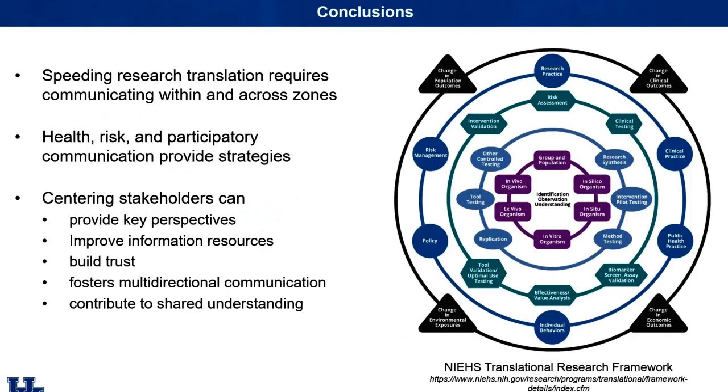So again, you've seen this, but I want to sum up and then give you some time for questions. We need to speed research translation within those zones and across those zones. Health, risk, and participatory communication provide key strategies for this. You don't have to reinvent the wheel. You don't have to start from scratch. You wouldn't walk into a lab with a hypothesis you pulled out of the air without thinking about what's been done in this area before. What can I learn from past experiments, and how can I frame this experiment? Treat research translation the same way. Think about what can I learn from the past, and how can I apply theory, and how can I apply methodology to help me do the best job I can do.